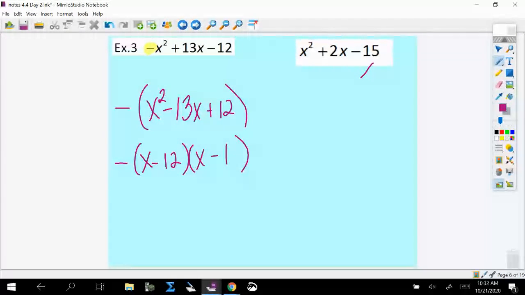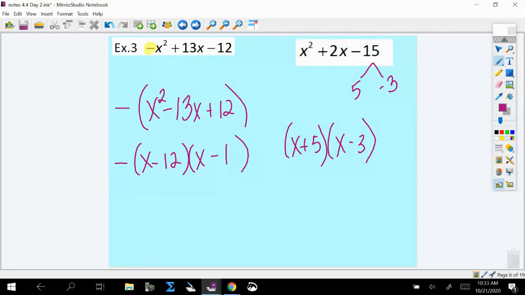Next one, I need two numbers that multiply to get a negative 15, but they add to get 2. So in order to multiply to get a negative, one has to be positive, one has to be negative. I want to add to get a positive 2, so that means my numbers must be 5 and negative 3. Again, the order doesn't matter, but the 5 is positive, x plus 5, and the 3 is negative. If you get to the end and you're not sure if you did it right, the quick way to check it, even if you don't write anything down, is just to FOIL it back together.